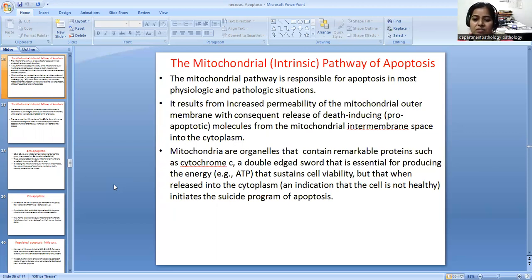Mitochondria are organelles that contain remarkable proteins such as cytochrome c, a double-edged sword that is essential for producing the energy, for example ATP, that sustains cell viability, but that when released into the cytoplasm, an indication that the cell is not healthy, initiates the suicide program of apoptosis.